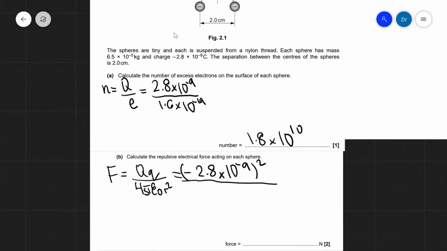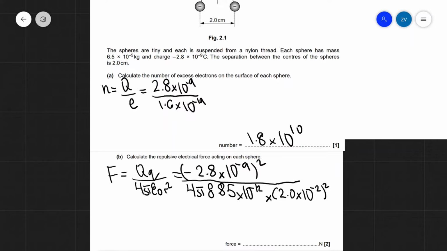We're going to be dividing that by 4 pi epsilon naught, which is 8.85 times 10 to the power of -12, multiplied by the distance squared. Let's not forget to both square the distance and also change that from centimeters to meters. So it's going to be 2.0 times 10 to the power of -2, all of it squared.